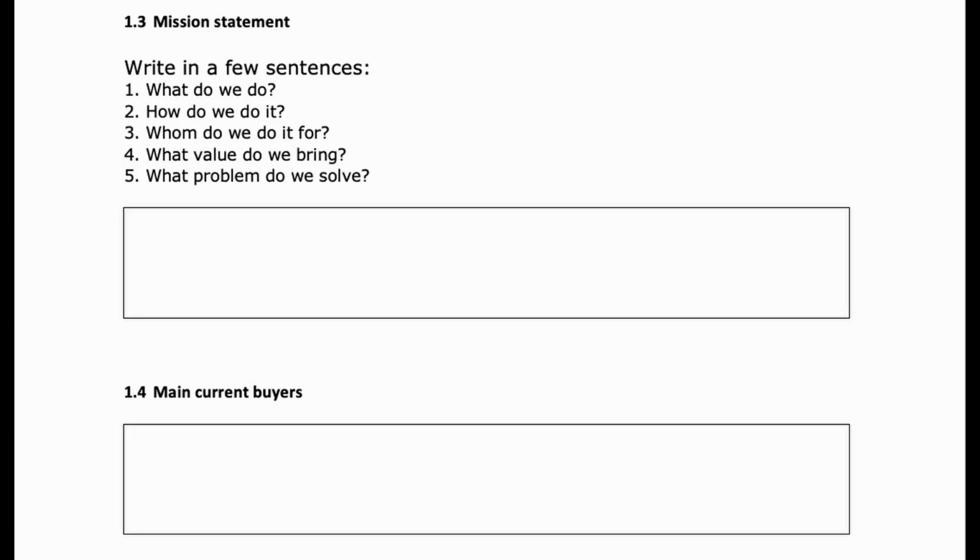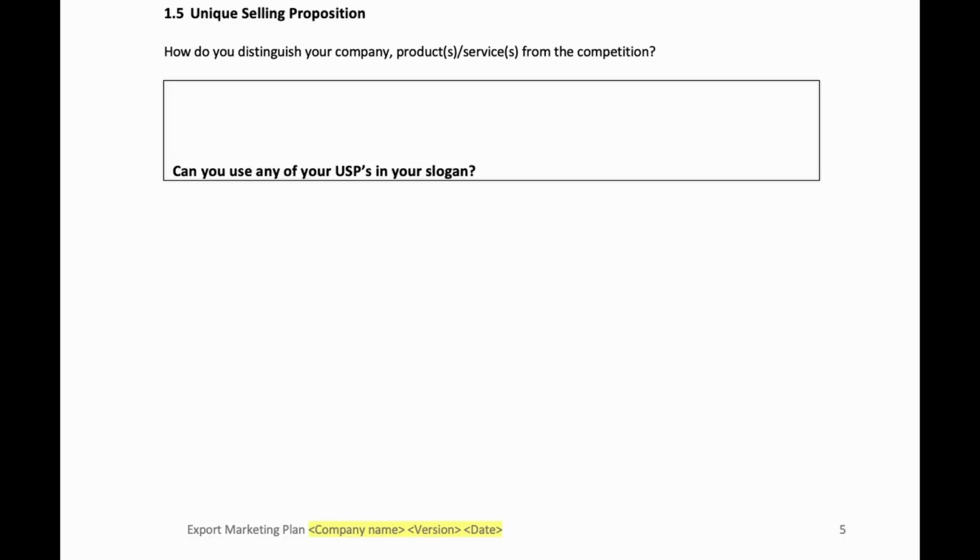Point 1.4 lists the main current buyers, and number 1.5, this really requires some time, certainly for companies that are just starting out and don't have a clear sense. What are the unique selling points of the company? So how is that company different from other companies? In other words, what makes the company special? And when you sum that all up, you could probably find a nice slogan.